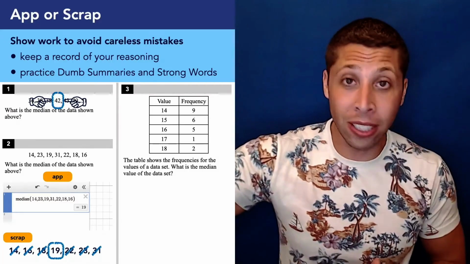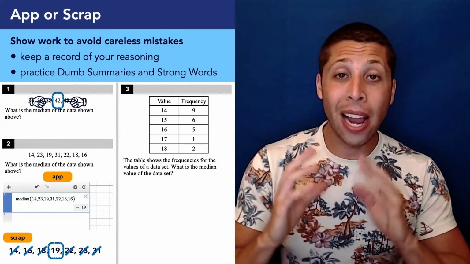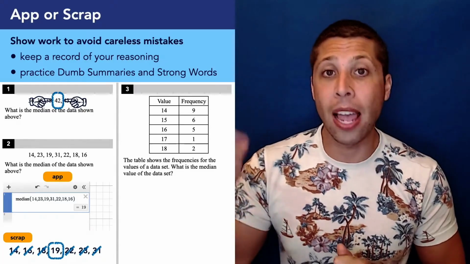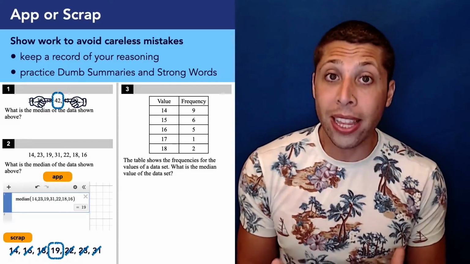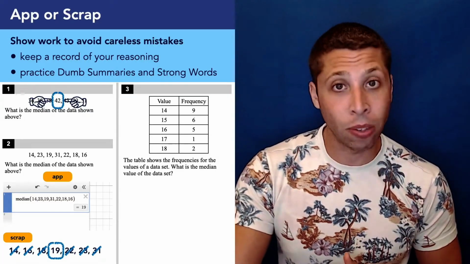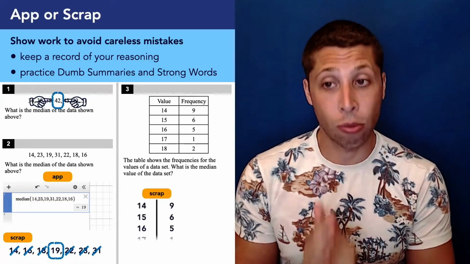And there might be longer lists that the SAT gives us. And just remember, every time we type a number, that's another chance to make a mistake, another chance to mistype, and the calculator isn't going to know that you did that, so it's going to give you the wrong answer. So this is a case where I would not rely on the app. I would use scrap paper.